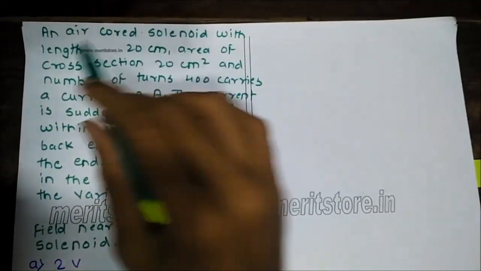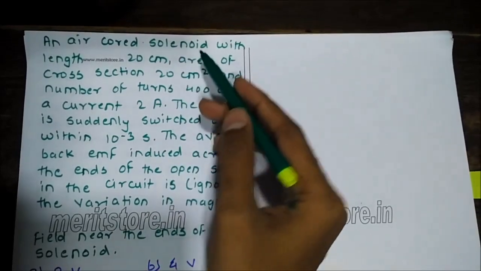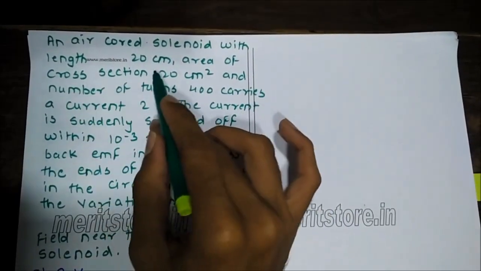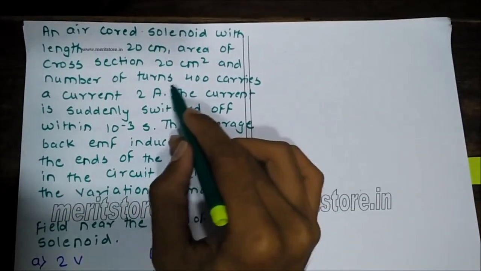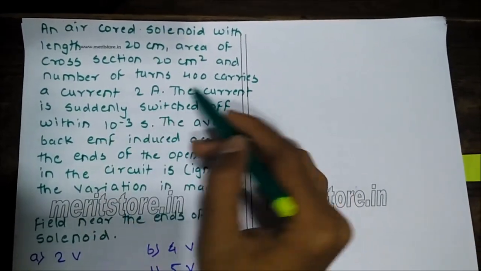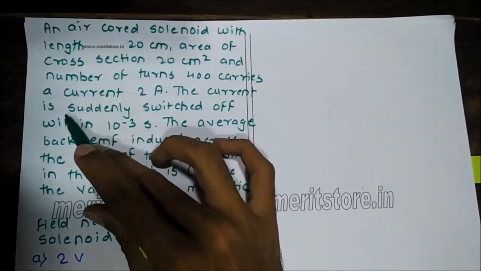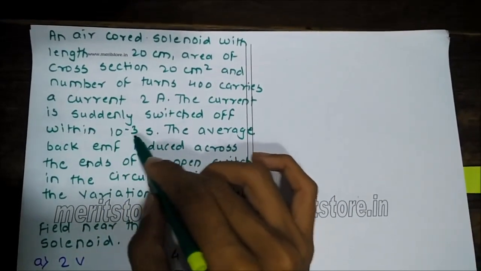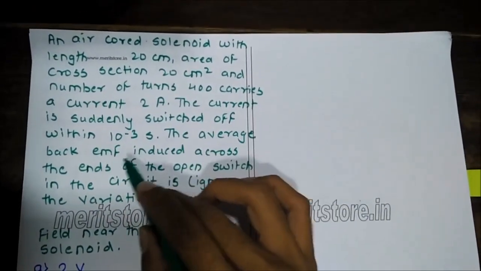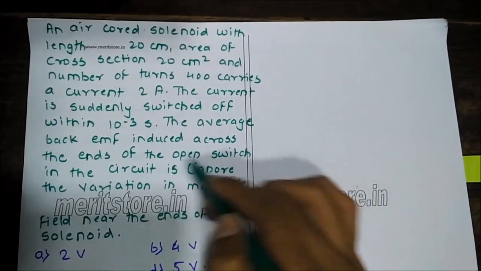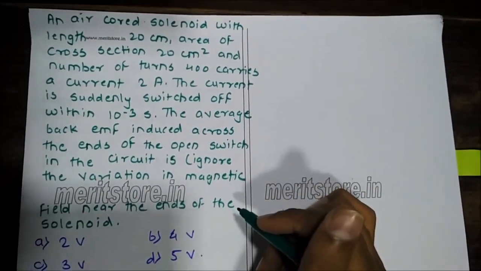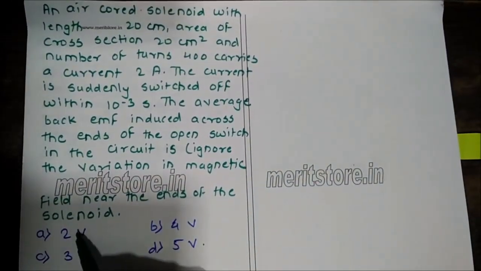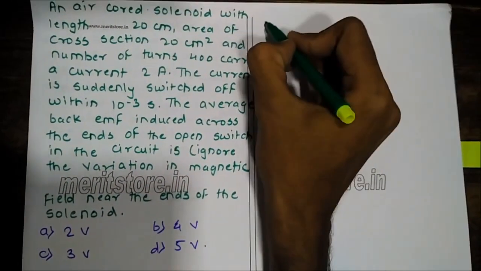Okay, the next sum, an air core solenoid with a length of 20 centimeter, area of cross section 20 centimeter square, and number of turns 400, carries a current of 2 amperes. The current is suddenly switched off within 10 raised to minus 3 seconds. The average back EMF induced across the ends of the open switch in the circuit is, ignore the variation in the magnetic field near the ends of the solenoid. Okay, so the options are 2 volts, 4 volts, 3 volts, and 5 volts.